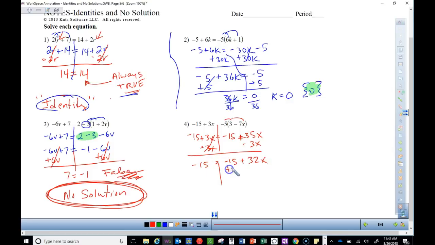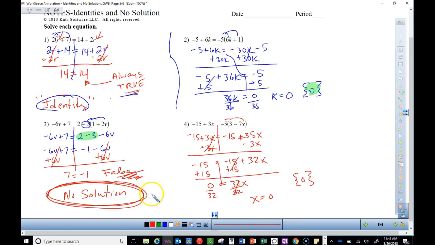And then I'll add 15 to do the inverse to move it to the other side, so I can isolate this variable. And I get 32x equals 0. Okay. So that's one that I still have a variable, so I can keep going. 32 does not divide into 0, it won't fit. So x equals 0. So 0 is the solution set. That's an answer. Okay. All right.